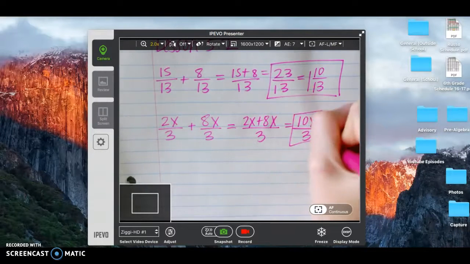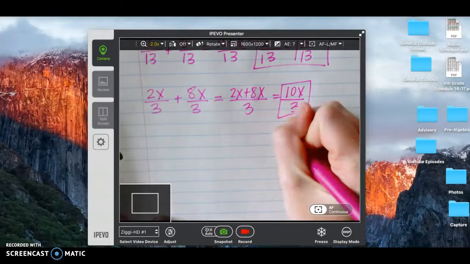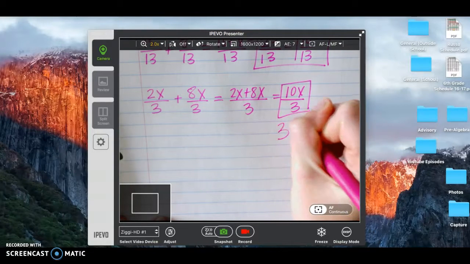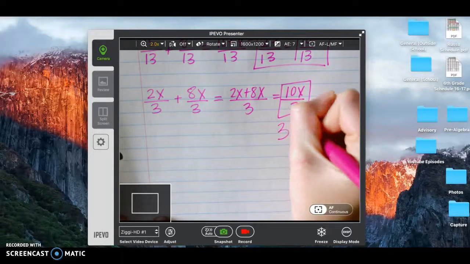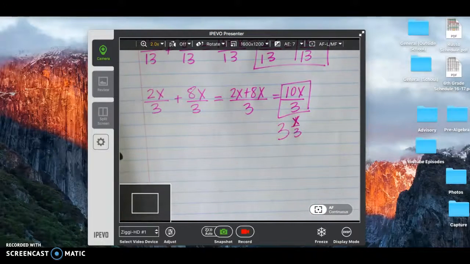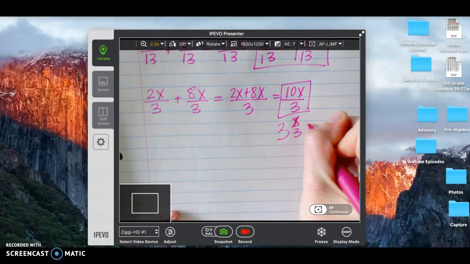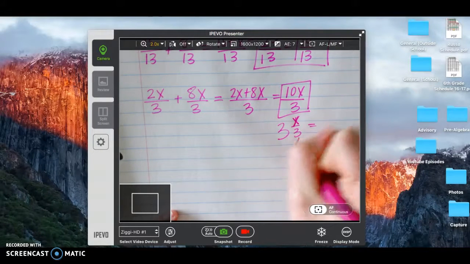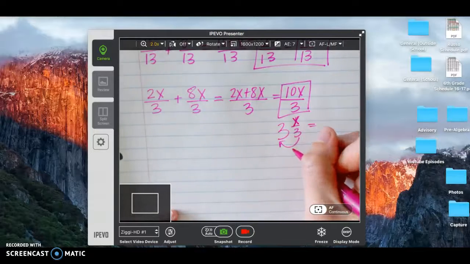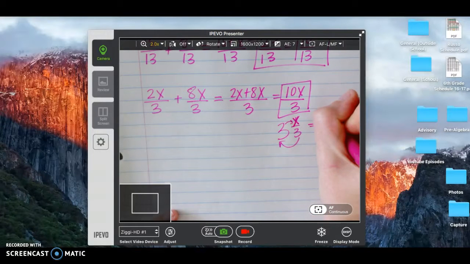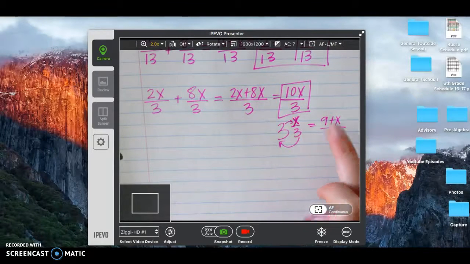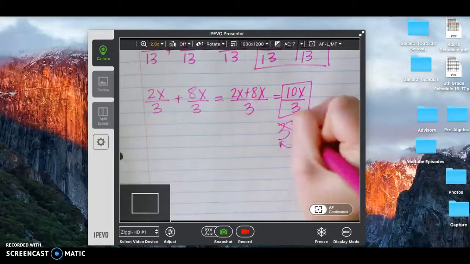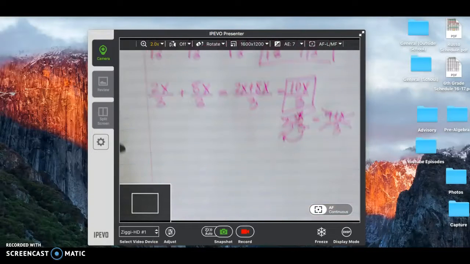I want to keep it like an improper fraction because if I change it to a mixed number, which would be 3 1/3, I can't do it like this where I have 3 with x over 3. The reason why is if I change this to an improper, 3 times 3 is 9. 9 plus x, I cannot combine those. So this mixed number would be this improper fraction, which is not equal to this improper fraction. So we cannot do that.